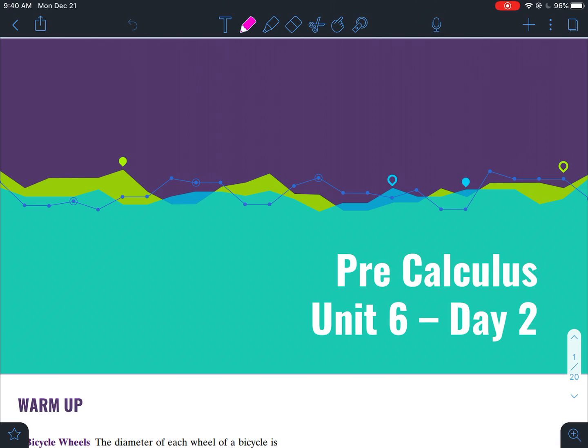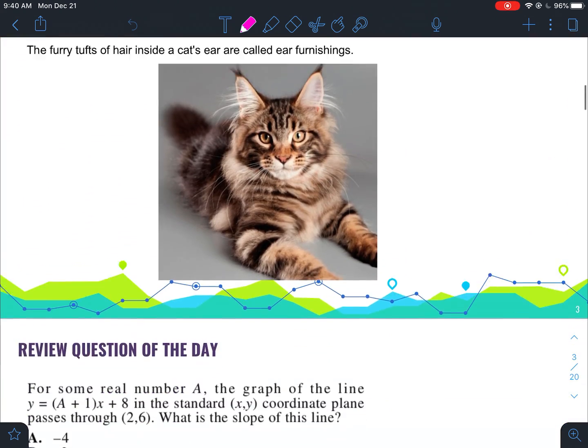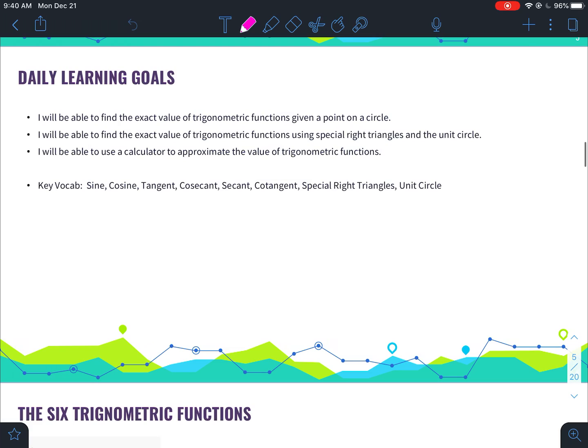These are your notes for Unit 6, Day 2 of Pre-Calculus. If you would like to see your warm-up, the review question, or any homework questions we covered in class today, just look at your finished notes.